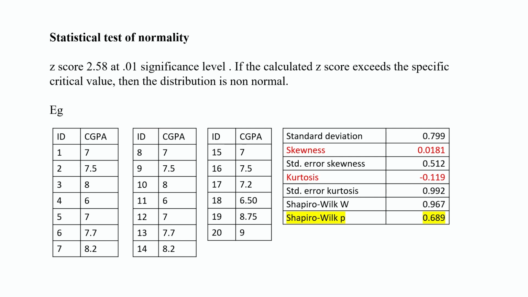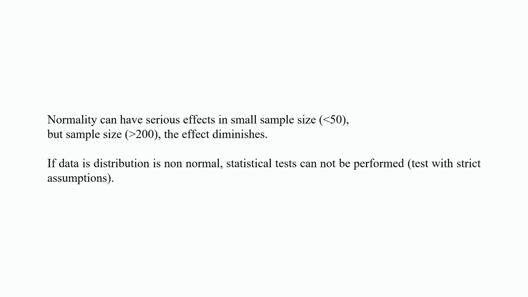Exclusively, there are some values given here. If the sample size is less than 50, normality is going to be a major issue. If the sample size is more than 200, that effect will be reduced. When you test the data for normality, you can check the Shapiro-Wilk p-value score, or skewness and kurtosis. The skewness and kurtosis values you can check against their critical Z value too.